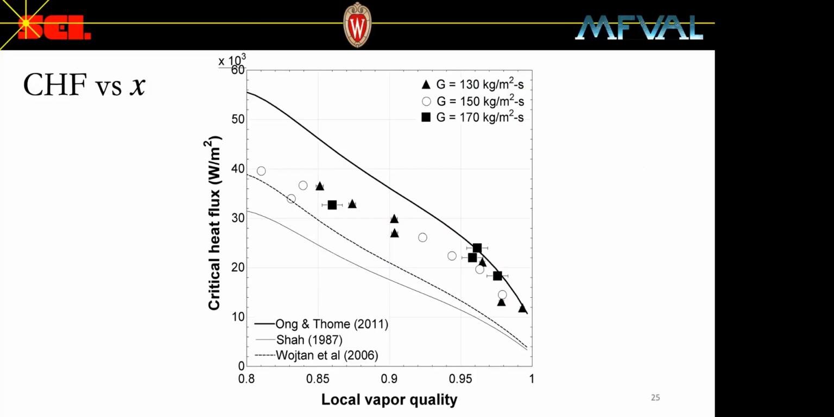The predictions from correlations of Ong and Tomi are shown here in black, Shah is shown here, and Voitan. The correlation contours were calculated using the average mass flux, so G is equal to 150. As you can see, there's a change in slope in the experimental data around a vapor quality of 0.95. This change in slope suggests a change in regime or a change in behavior, and this is captured in the model of Ong and Tomi, and also in that of Shah and Voitan. However, it's less obvious.